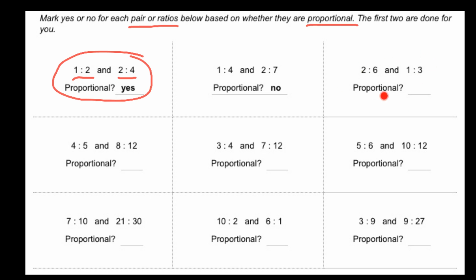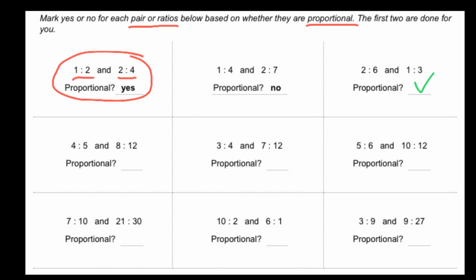So let's now consider this proportion. What we see is that the smaller number in this ratio is twice smaller than the smaller number in this ratio, and this 3 is twice smaller than this 6. So we can say that these two ratios are proportional.